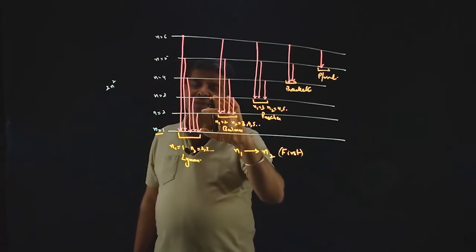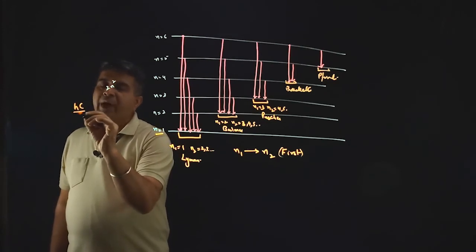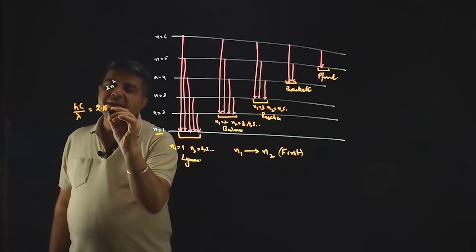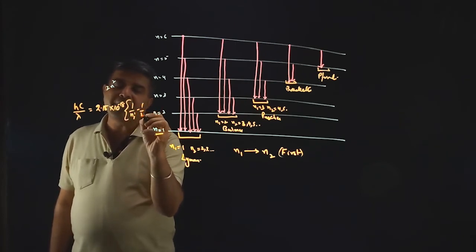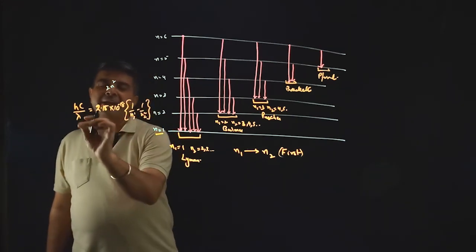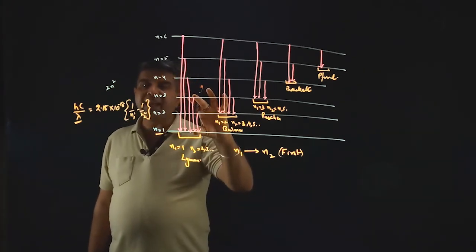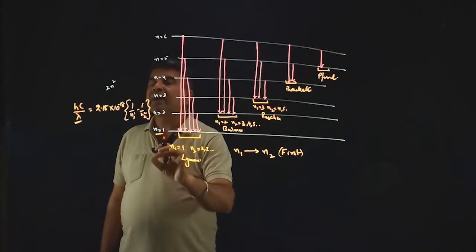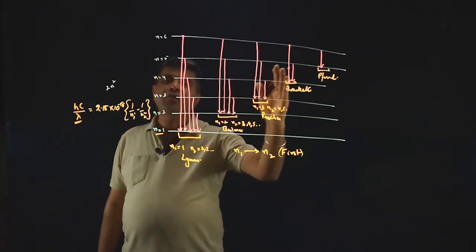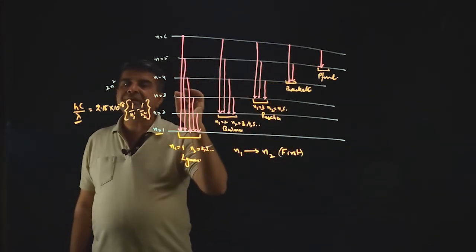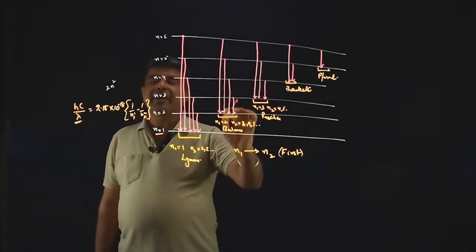Now if I take this first line and substitute in the formula, say hc by lambda equals 2.18 into 10 raised to power minus 18 into 1 over N1 square minus 1 over N2 square, this would give me a characteristic wavelength associated with this line. If I consider the second line, then it would also have a characteristic value. Likewise all the lines in each of the series have a characteristic value associated with that line. So that's the reason it is termed as a line spectrum.